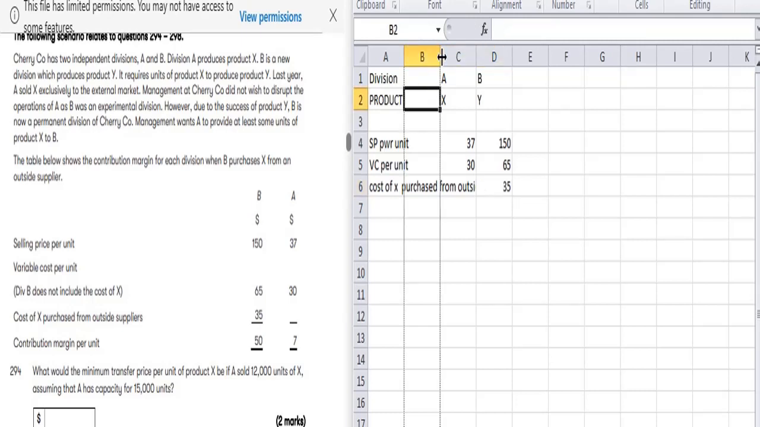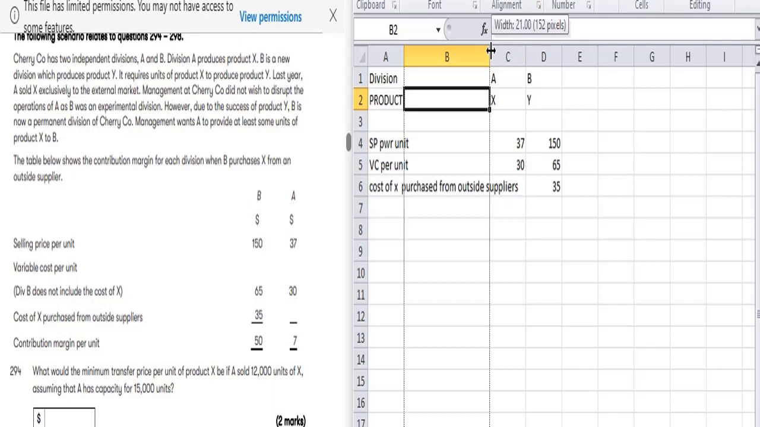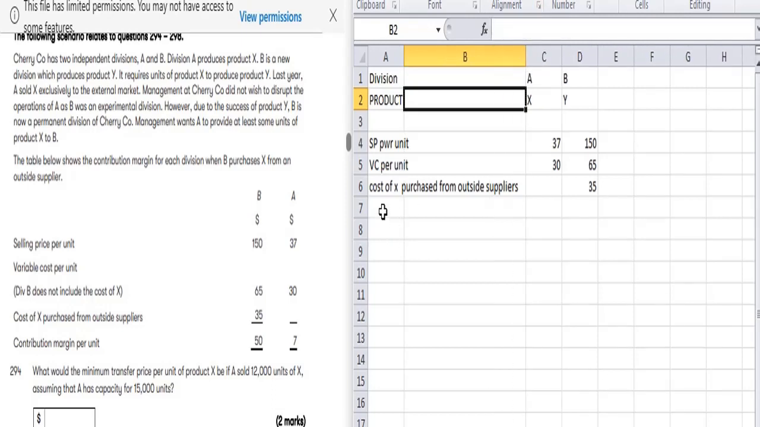So now division B is no longer going to buy this product from the outside supplier, because division A is going to manufacture some units for division B. So what is the contribution margin per unit? For X it is 7, and for B it is 50. Be careful here: in the question the order is altered. The information regarding B has been given first, and after that the information for division A.